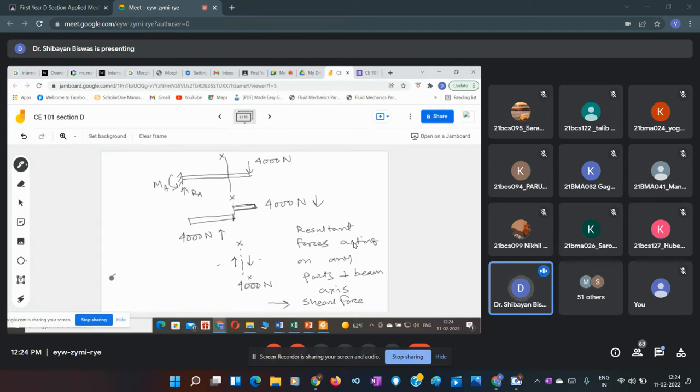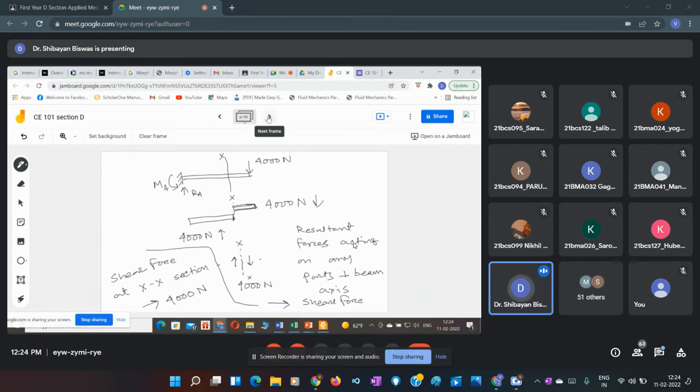So the shear force at section XX is 4000 Newton.